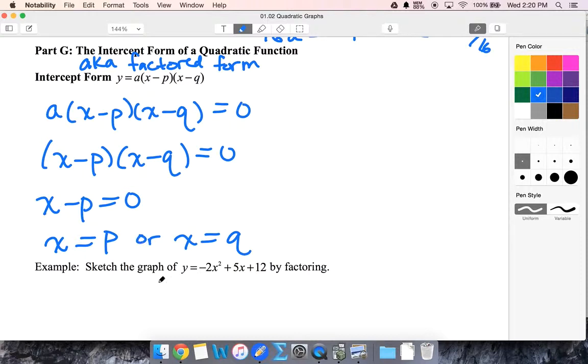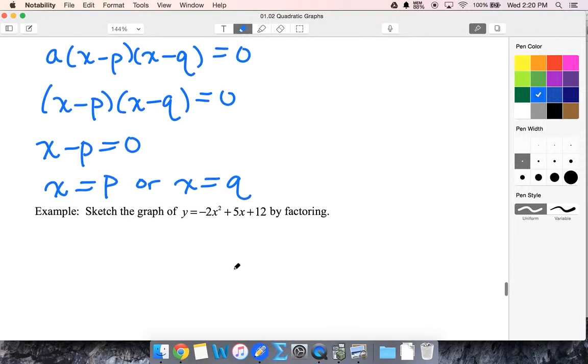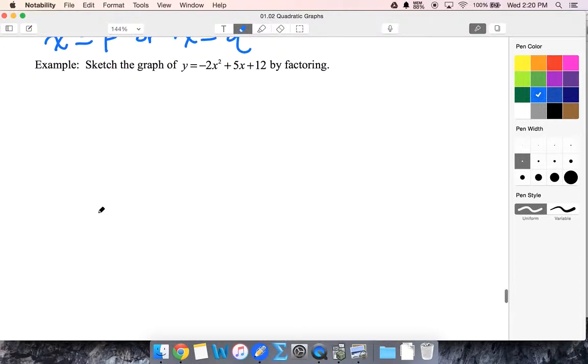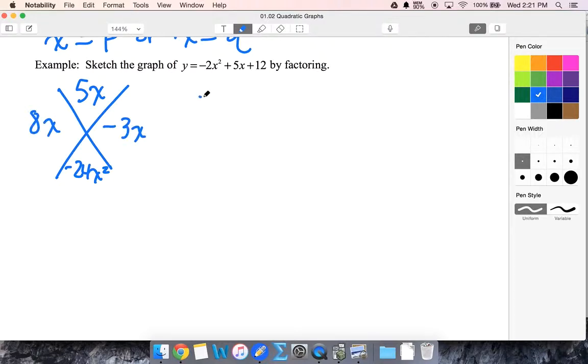Let's keep going with this example here. Sketch this graph by factoring. Well, they've given me a huge hint that it does factor. You shouldn't use the quadratic formula. They're telling you it factors. So I'm going to use my box method, my 5x up top, -2x squared times 12, -24x squared. I think that's +8x minus 3x, so -2x squared. Putting these two in, that's going to be +8x minus 3x, still the same as the 5x below, plus 12.